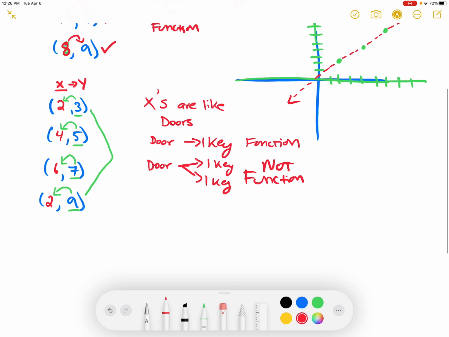So we take a look. Here's door number 2, door number 2. Door number 2 has 2 keys. It has 3 and it has 9. That's not a good door, therefore not a function.